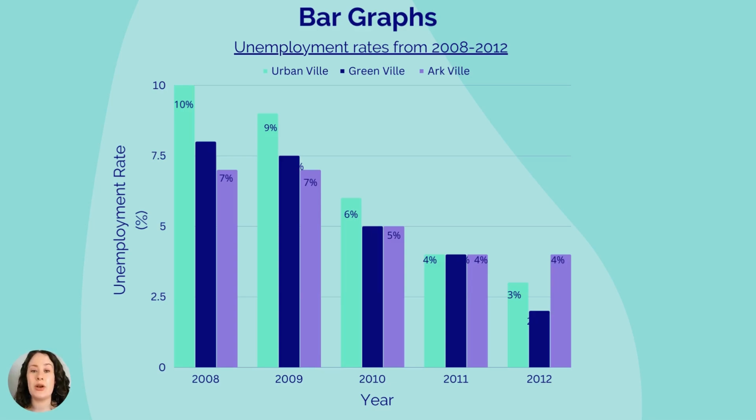When you are dealing with a bar graph, start by trying to understand what it is showing you. In this case, different unemployment rates. Then you can move on to looking at the different axes. In this example, the horizontal axis shows the year, and the vertical axis shows the percentage of people who are unemployed.